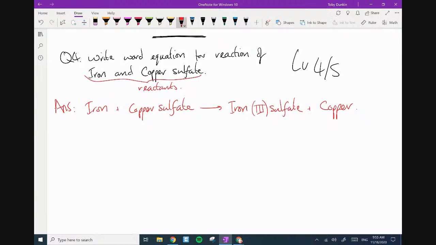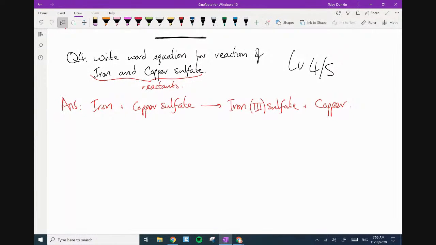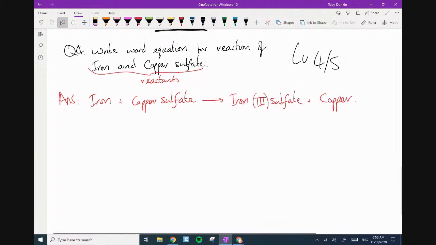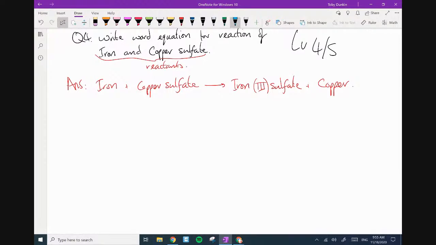And copper. They're then going to link this to observations as well. You've got a silver metal going in and a blue solution coming out in a yellow solution and a pink solid. It's nice to mention observations. We love observations in chemistry. Iron, of course, is a silver shiny solid. We've got a blue solution of copper sulfate. We'd never put it in as a solid. That would be silly because it won't react on the surface.